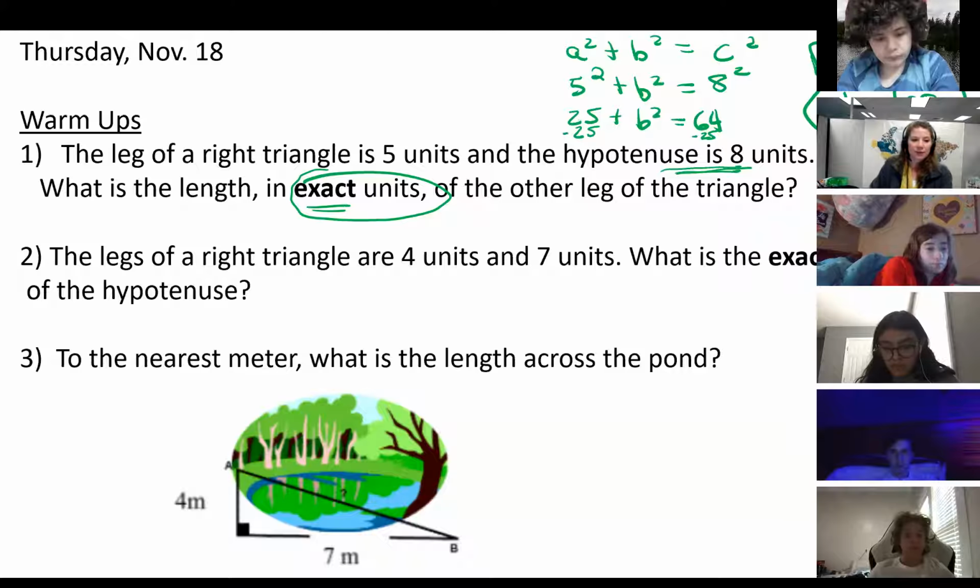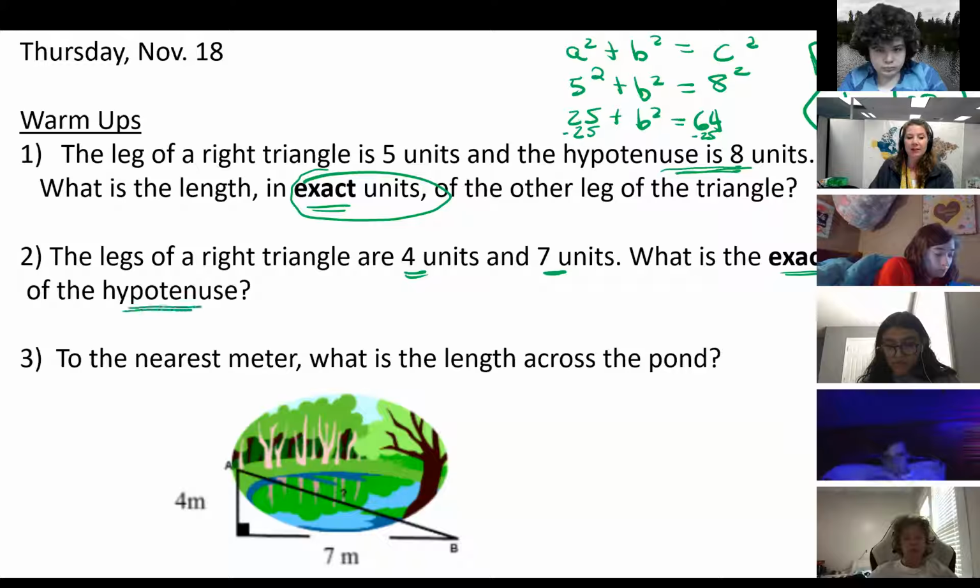All right, how do we do on that one? All right, number 2, the legs of a right triangle are 4 and 7. They want the exact length of the hypotenuse. So the hypotenuse is which letter, A, B, or C? Always letter C, correct? So we're going to do 4 squared plus 7 squared is C squared.